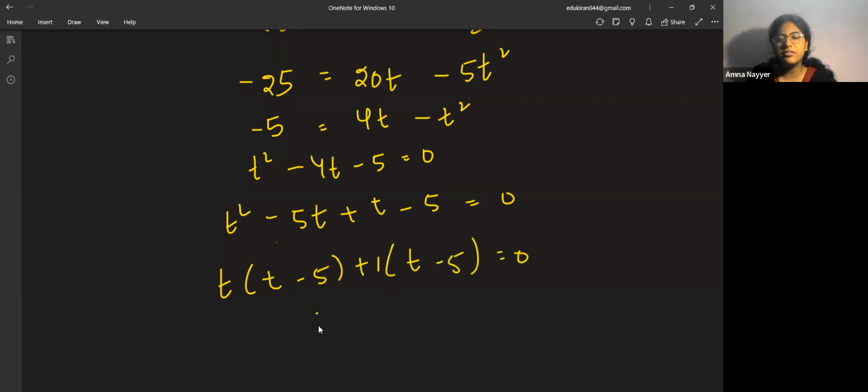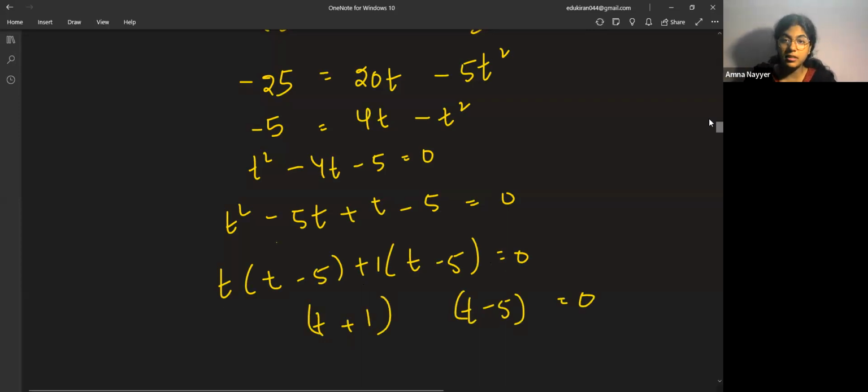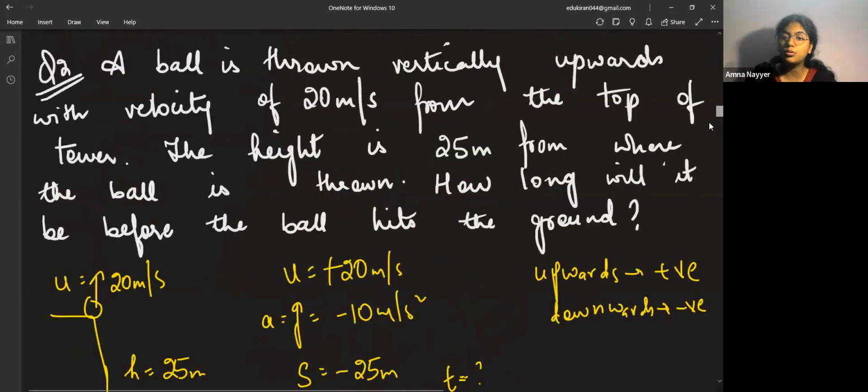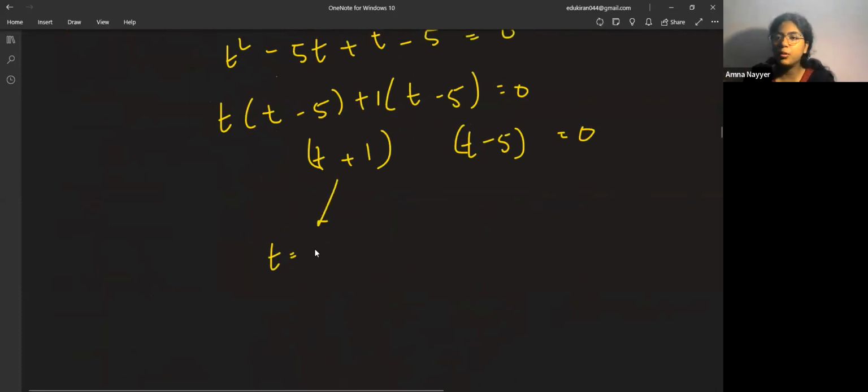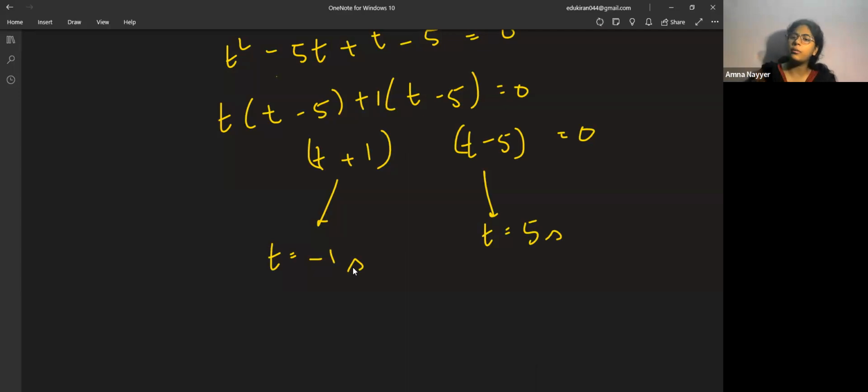Now see, one value is T plus 1, one value is T minus 5 is equal to 0. Now see, two values of time are there. How to choose? What is the value of T from here? If you look at this, the value of T from the first becomes minus 1, right? And from here, this becomes plus 5 seconds. So which time according to you is right? 5 seconds, because time cannot be negative.